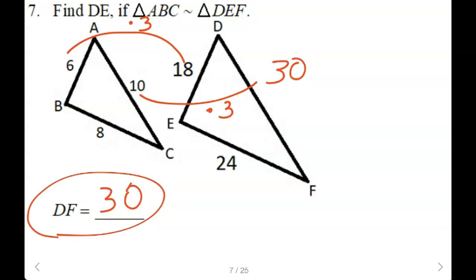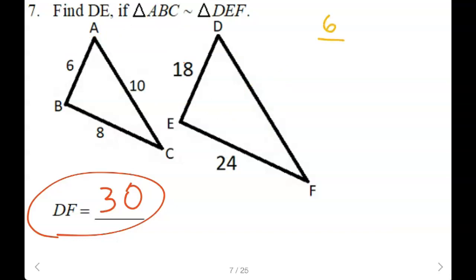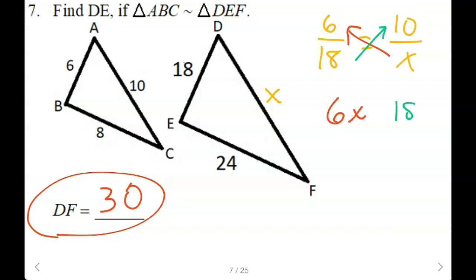You could also solve it with a proportion. So let's suppose you didn't notice that it's multiplying by 3. Then we would say 6 is to 18 as 10 is to, I'll call that x. Then you could solve this proportion by cross multiplying. x times 6 is 6x, 18 times 10 is 180. Divide by 6 and you get 30.